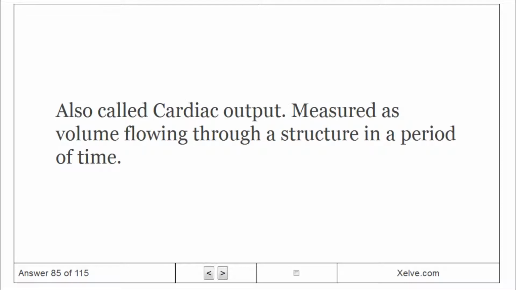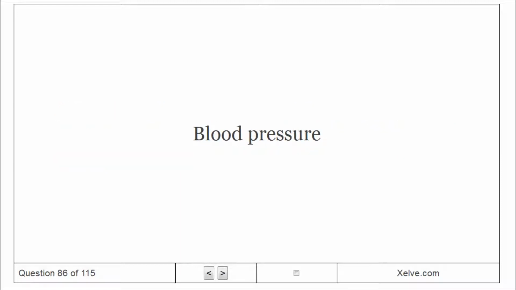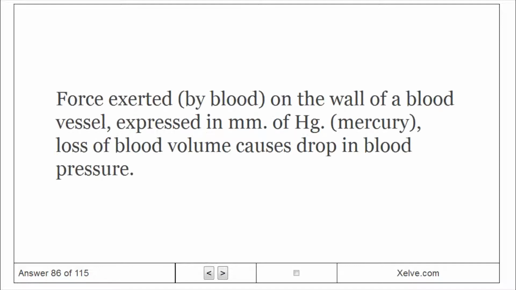Blood flow, also called cardiac output, is measured as volume flowing through a structure in a period of time. Blood pressure. Force exerted by blood on the wall of a blood vessel, expressed in mm of Hg, mercury. Loss of blood volume causes a drop in blood pressure.